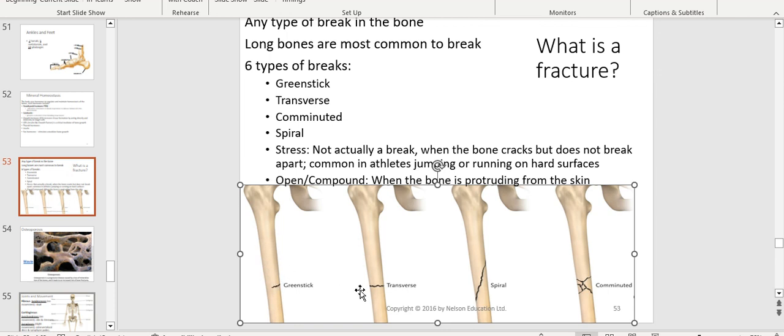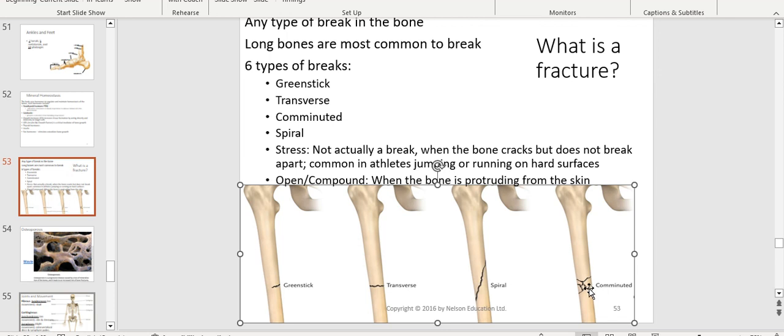There's what we call a transverse, which is horizontally through the bone all the way through. Spiral fracture: this one is a bad one because you will remember what's on the inside of the bone, the marrow, the RBC production. And look at the amount of surface area that the marrow is exposed. This one will bleed. This one is a dangerous break.